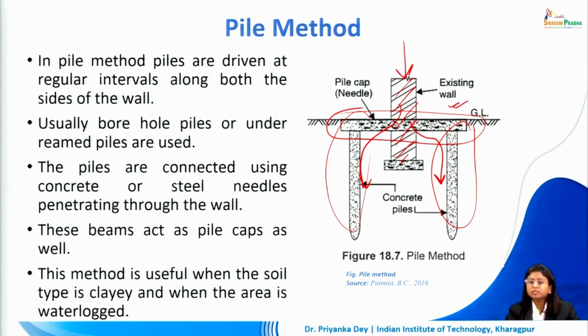Now this method is useful when the soil type is very clayey and when the area is very waterlogged. So in that case, definitely creating foundation trenches, doing proper timbering of that foundation trench and doing the underpinning with the help of the pit method will be very difficult, because in a waterlogged area, the moment we start creating pits or excavate the earth, we are going to have issues of waterlogging in these areas. So to prevent that, we go for the pile method instead of the pit method.